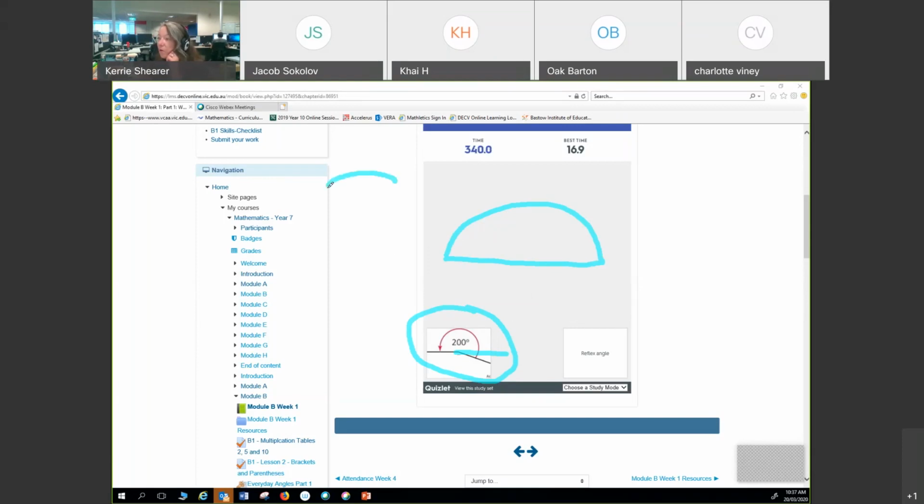If we remember that a whole circle is 360 degrees, and what I've got in this particular case is they're telling me that that part there is 200 degrees. So if I have 200 on that side, what must I have on this side? A whole circle is 360 degrees. If I have 200 degrees on one side, what must I have on the other side?